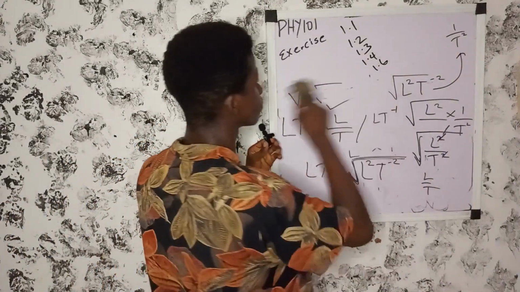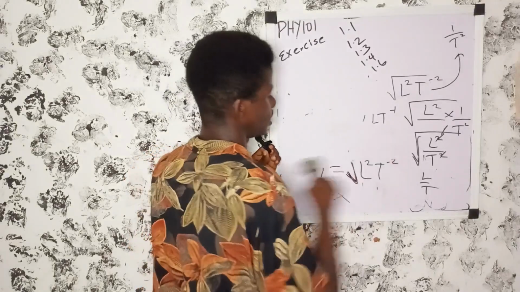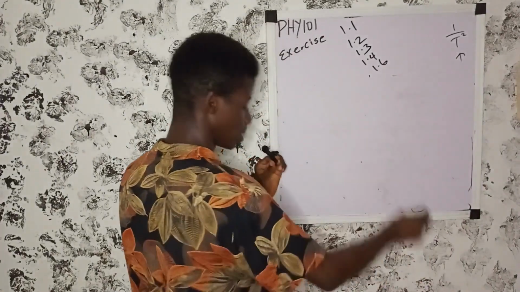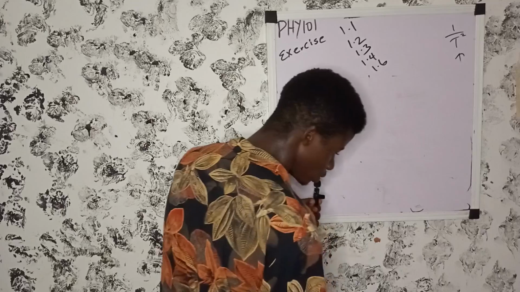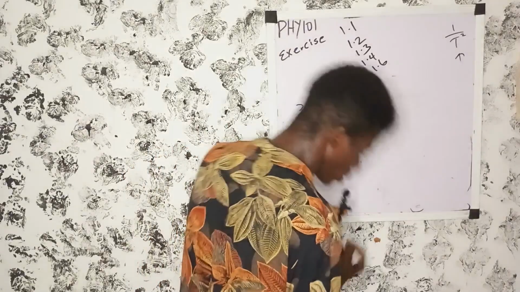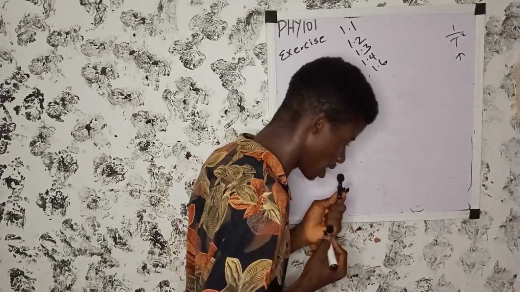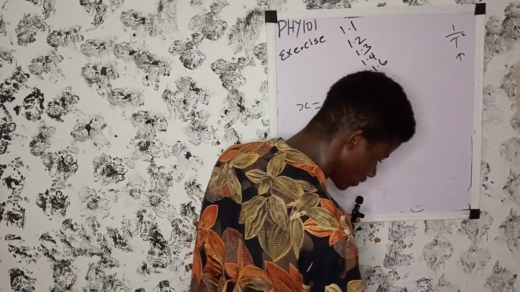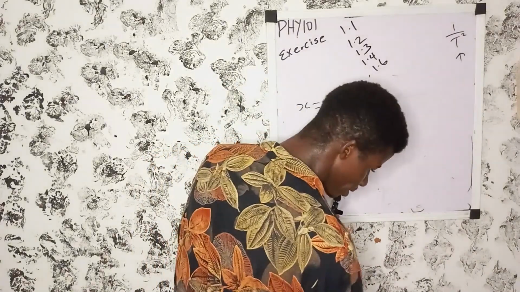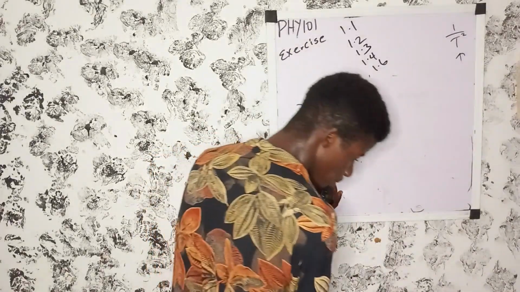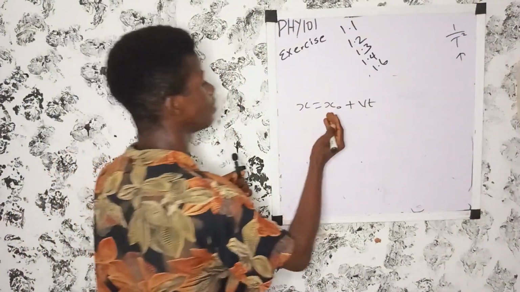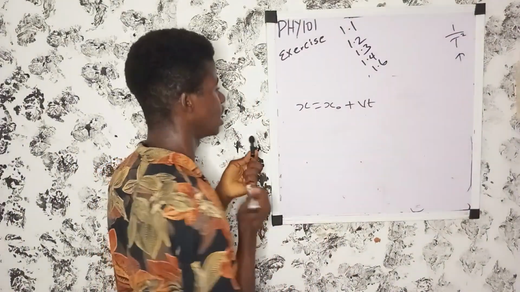Now let's move to question 1.3. Question 1.3, they said, show that the equation x equals s naught plus vt, where v is velocity, x and s naught are length. Show that this equation is dimensionally correct. How do you know if it's dimensionally correct? The dimension on this side will be the same as the dimension on this side. What is the dimension on this side?